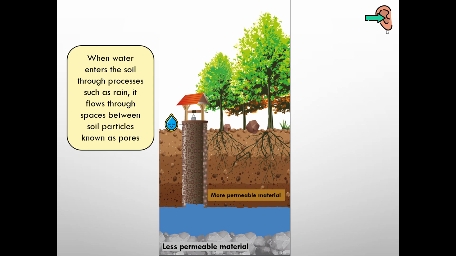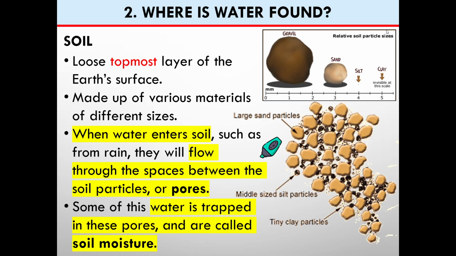So your different soil particles actually have spaces between them, and water can actually enter these spaces. These spaces are known as pores. Water can enter these spaces and go towards the ground.